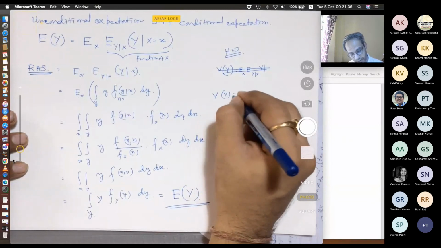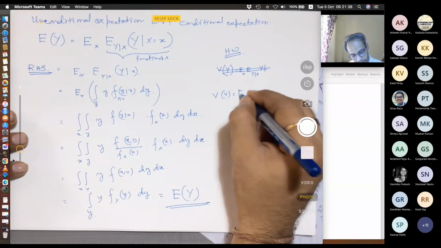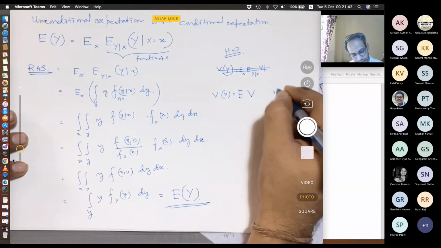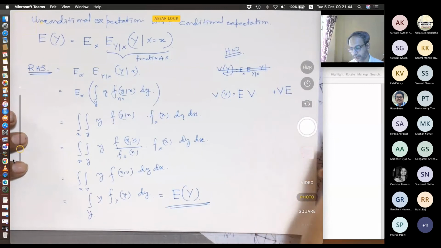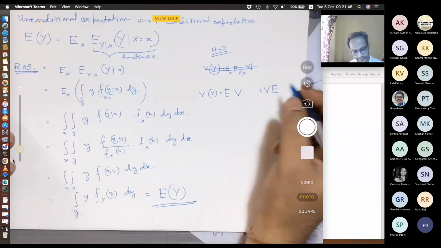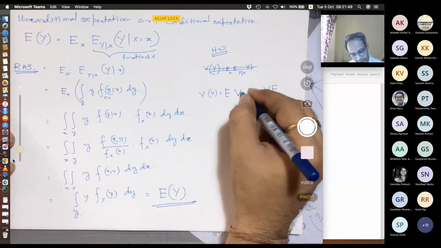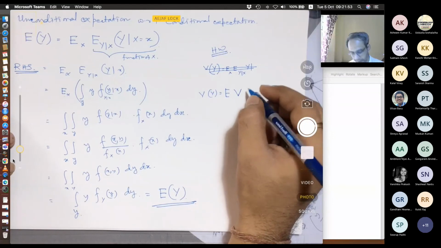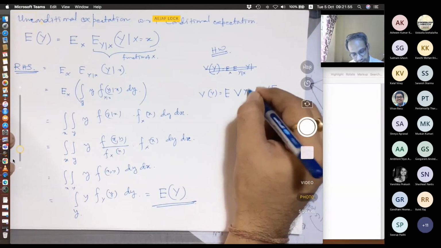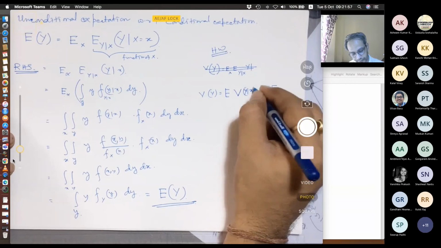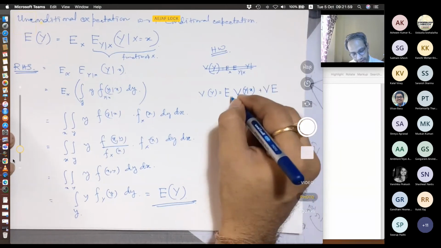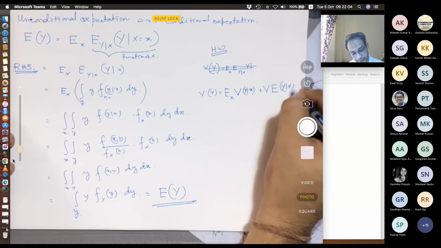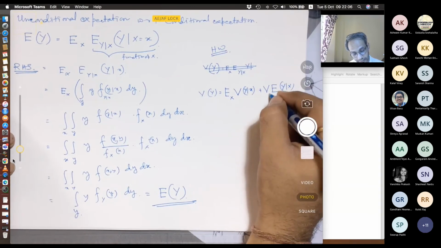Variance of y, you can split it into two parts, EV plus VE. It is often known as the EV-VE formula. Here, on the outer side, you first consider the conditional thing, y given x, and on the other you take the marginal.